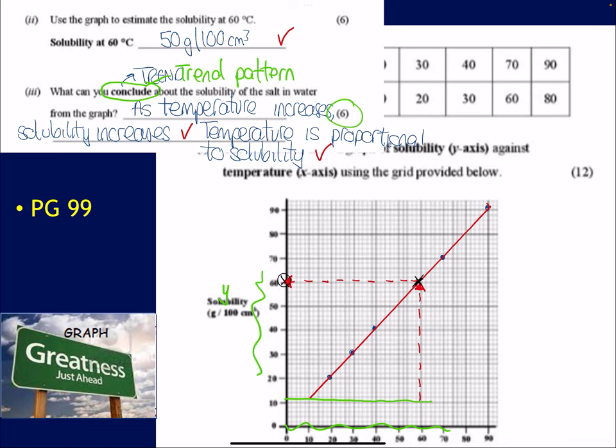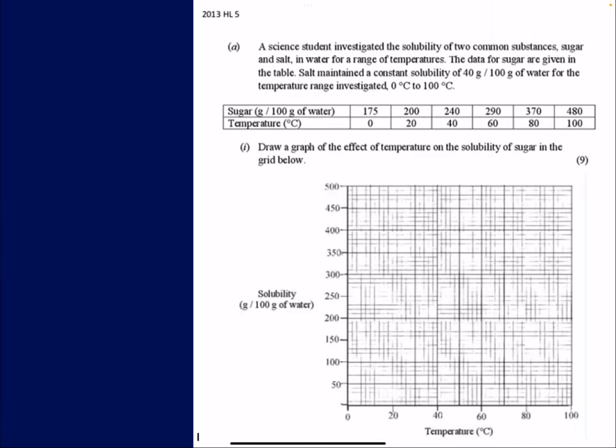Okay, we try the next question. So this one, we now have a science student who investigated the solubility of 2 substances. The data for sugar is given in the table here. But there's also this line: salt maintained a constant solubility of 40 grams in 100 grams of water for every temperature investigated. So this may be important later on because I've no data for it other than the 40 grams.